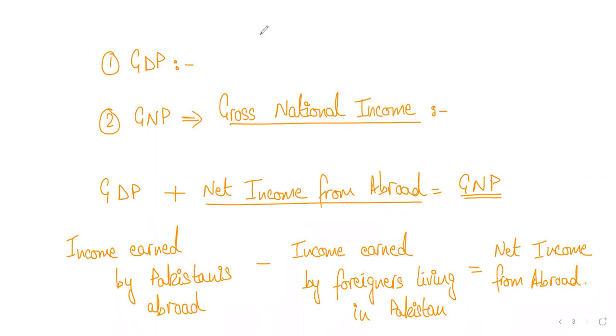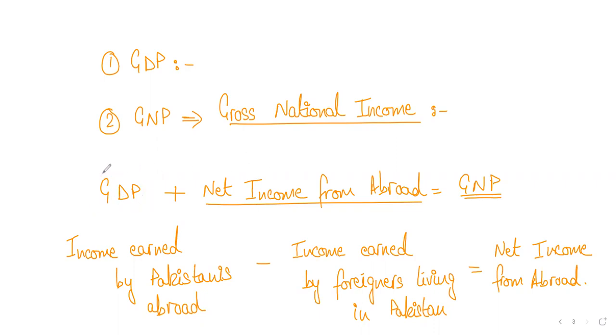So that is GNP. So what's GDP and net income? Think about this. Okay, have a look at this. Come back over here. So gross domestic product is the same that we have talked about: income of people living in Pakistan.